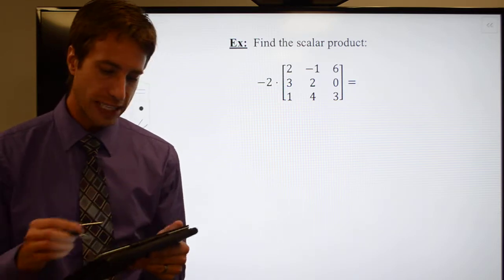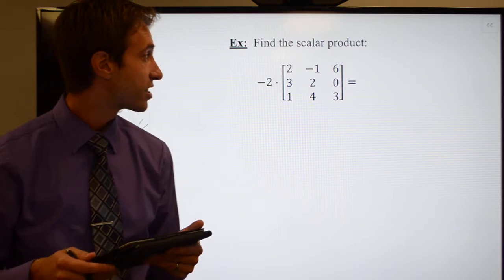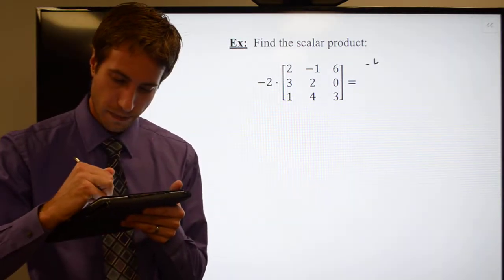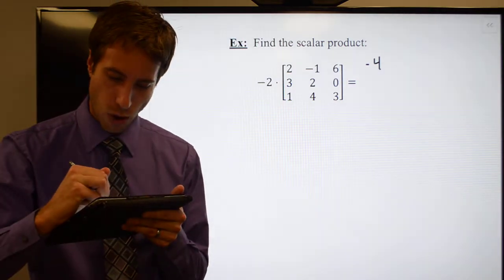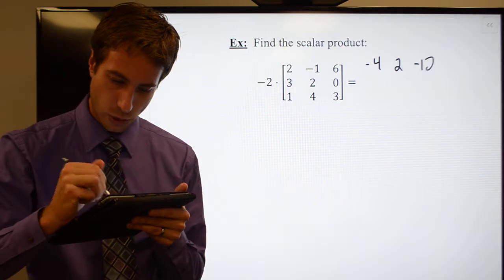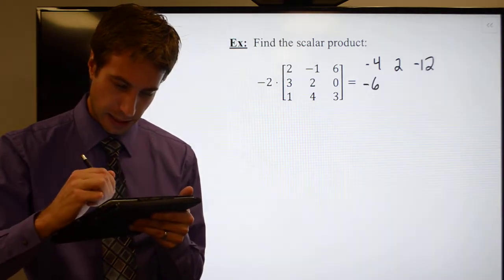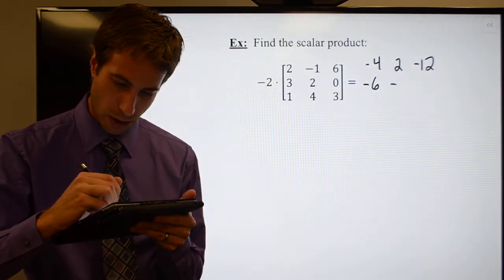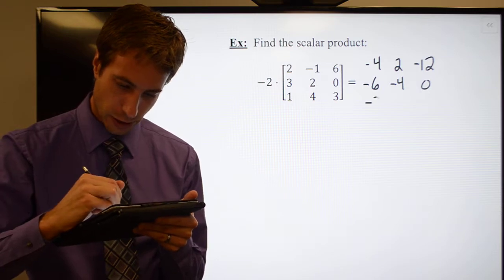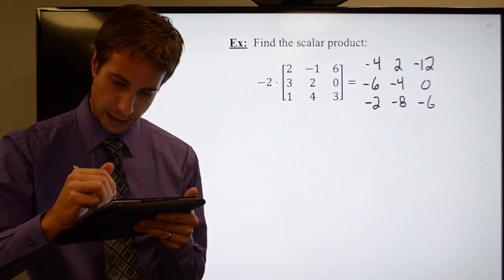Well, we know that all we need to do is just multiply every element in the matrix by that scalar. Well, I can do that. Negative 2 times a negative 2, minus 4. Negative 2 times a negative 1 would be a positive 2. And then negative 2 times 6, minus 12. That's going to give me a negative 6. That's going to give me a negative 4, 0, minus 2, minus 8, and a negative 6.